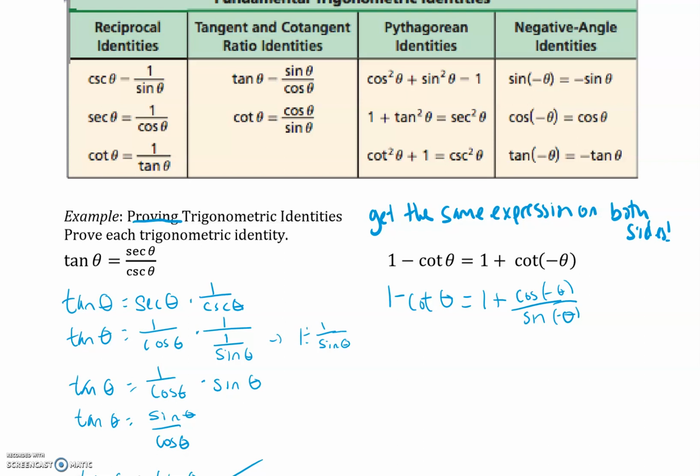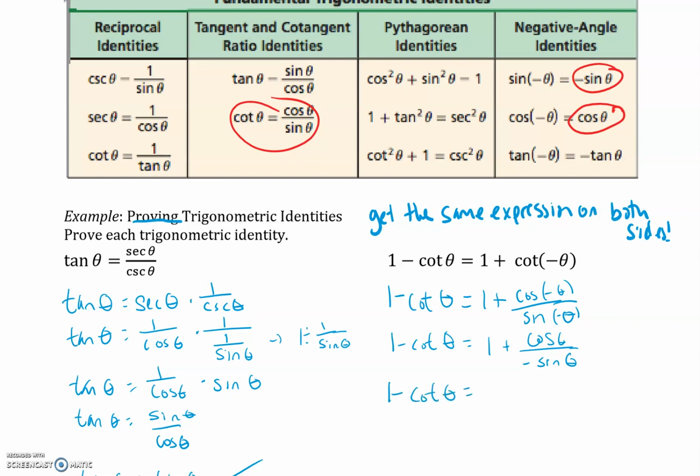So now we have some negative angle identities we can work with. This cosine of negative theta is just cosine theta. The sine of negative theta is negative sine theta. So let's go ahead and substitute those in as well. So now 1 minus cotangent theta equals 1 plus normal cosine theta over negative sine of theta, right? And then positive divided by negative is a negative, so I can rewrite this as 1 minus cotangent theta equals 1 minus cosine theta over sine theta.